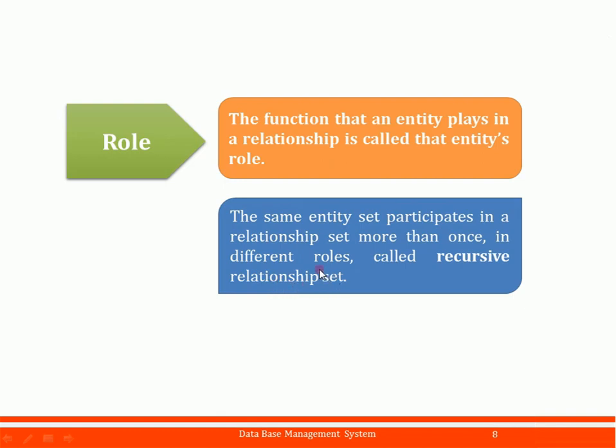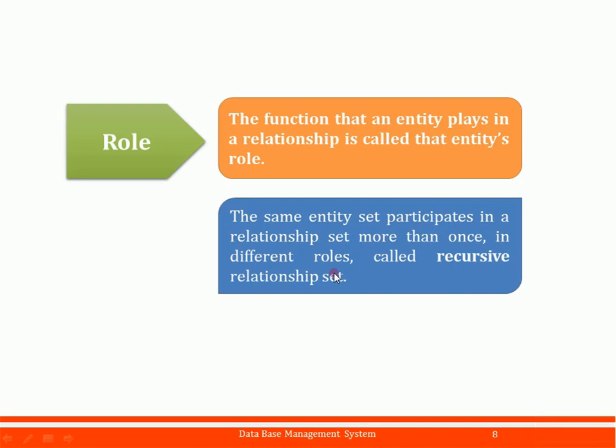For example, a person, an instructor, can be an advisor and at the same time can be a teacher. So the same entity plays more than one role, which is called a recursive relationship set. Or otherwise, a staff in a branch can be a manager. So the same person is a manager and also a staff. So the same person or entity set takes two different roles in the same relationship set.